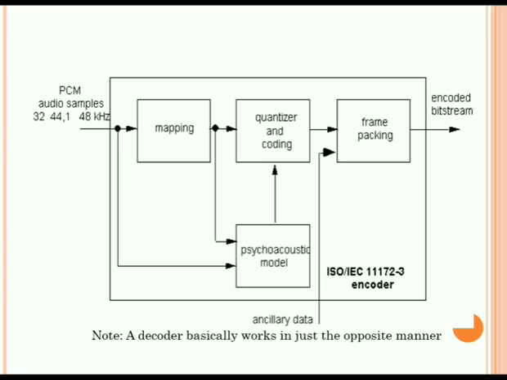After that, it goes through the quantizer and coding process. The input to the quantizer and coding is the output of the mapping and the output of the psychoacoustic model. After that, frame packing is done and we get the encoded bit stream.